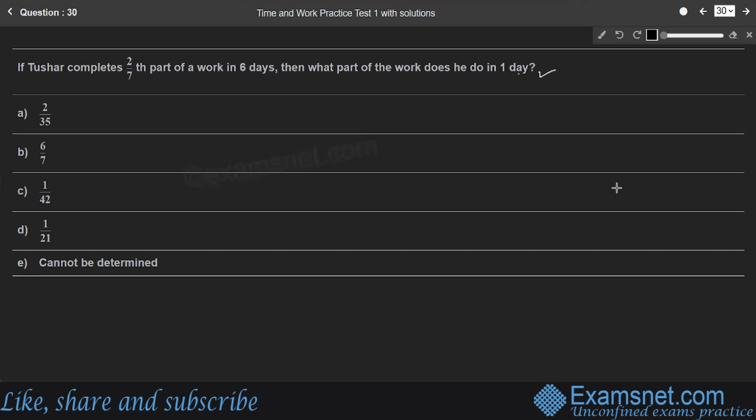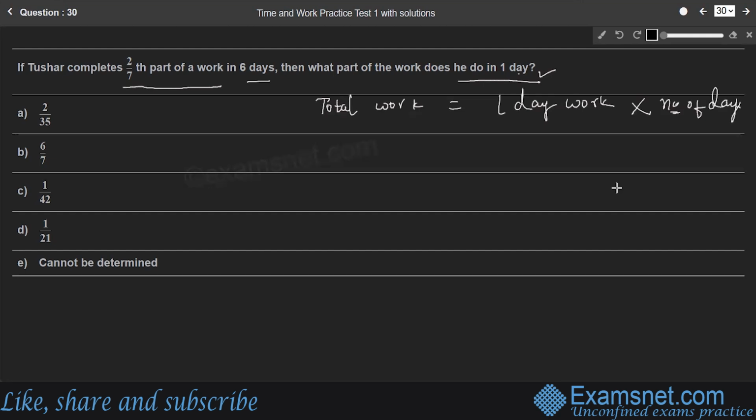Question 30. If Tushar completes 2 by 7th part of a work in 6 days, then what part of the work does he do in 1 day? So work is always 1 day work into number of days. In general, total work is always 1 day work into time, how many days that particular person took to complete the total work.